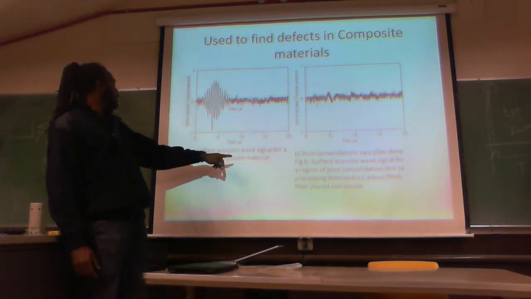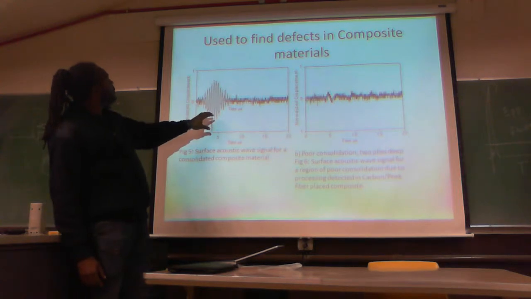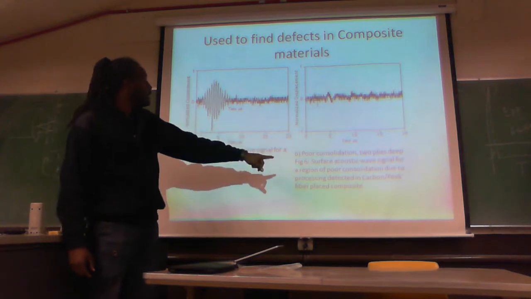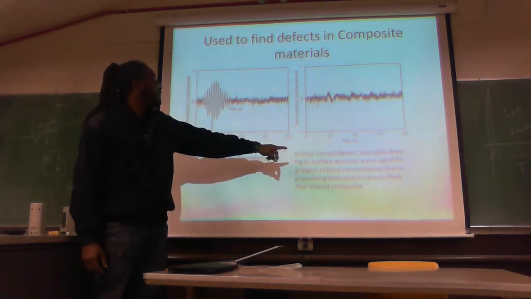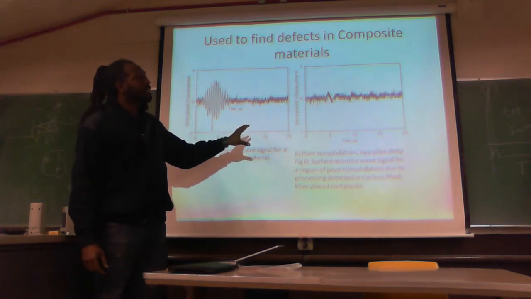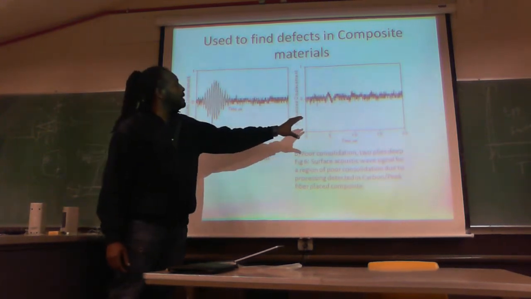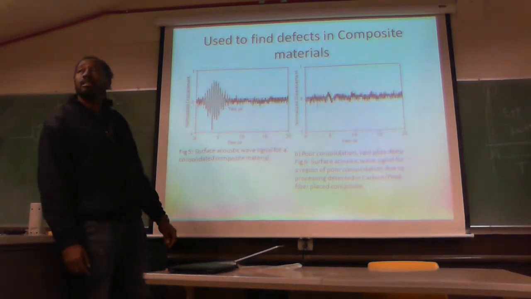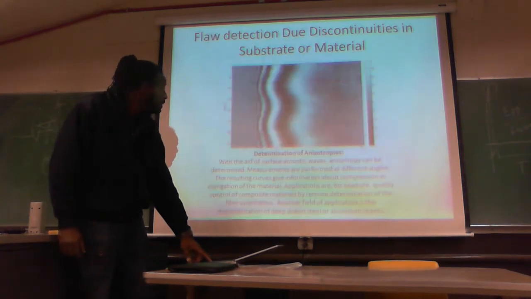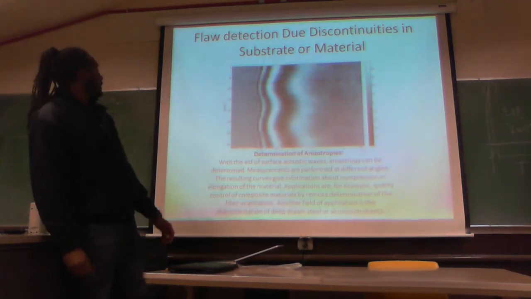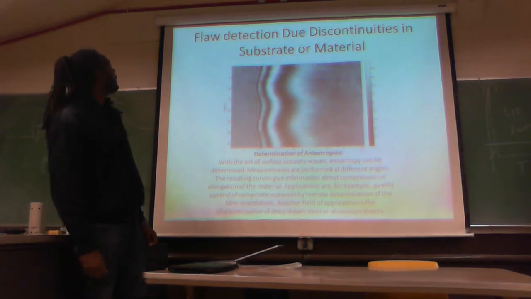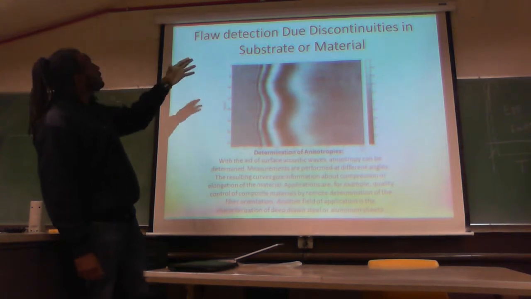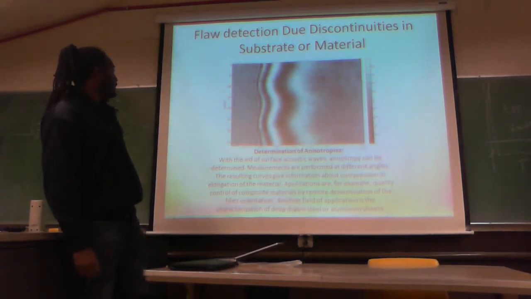But this basically shows surface acoustic wave signals, showing A-scan interpretation. And also over here it shows pore consolidation. So it's two different materials showing different defects. So you get different interpretations, but using surface acoustic waves. Also, this is another C-scan, flaw detection due to discontinuities in substrate or materials.